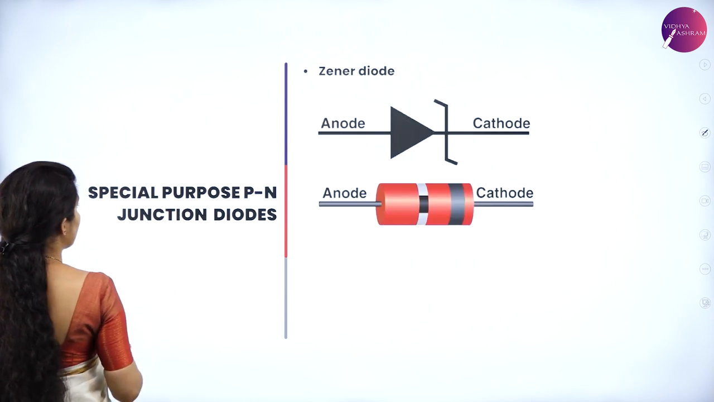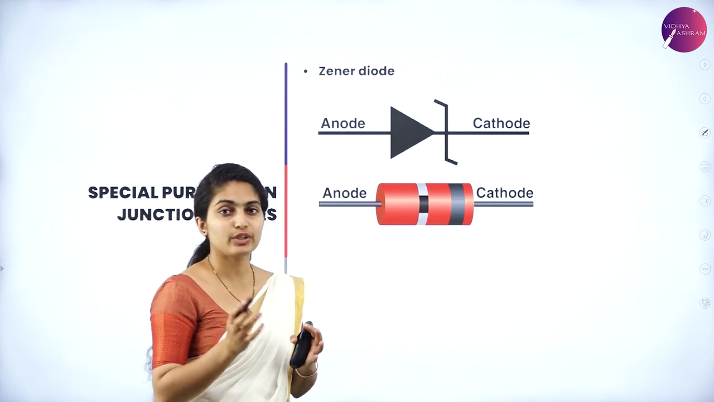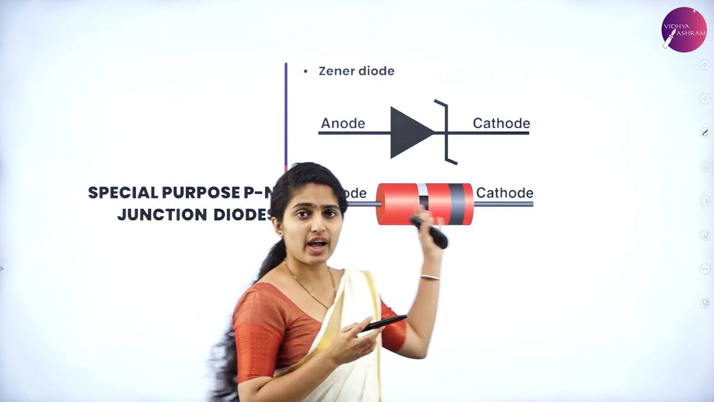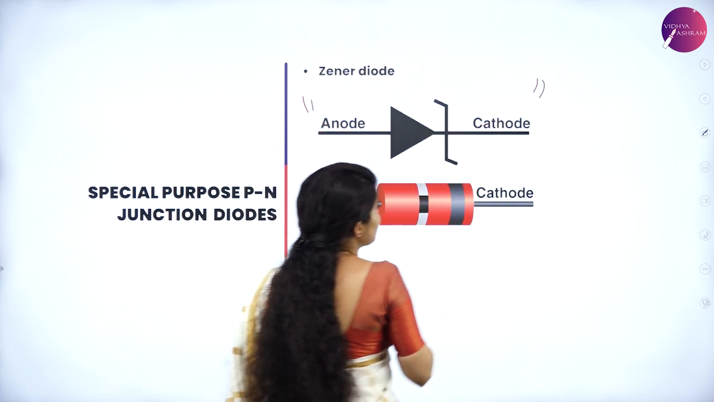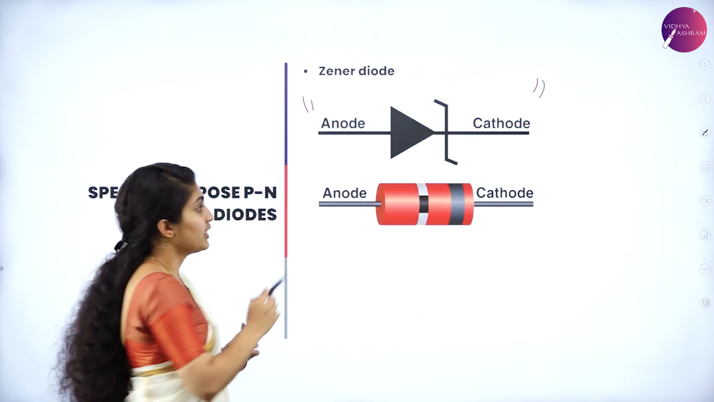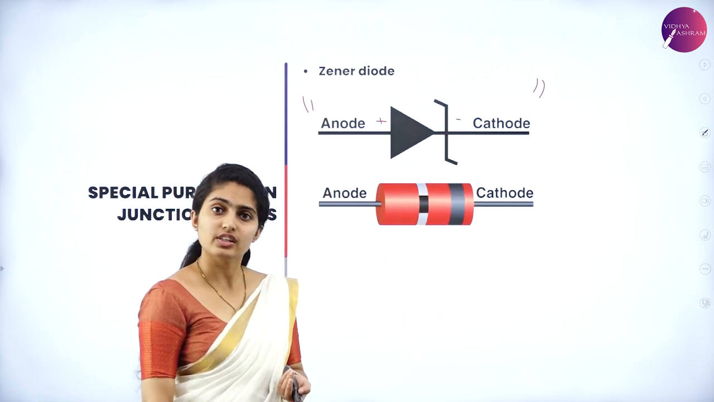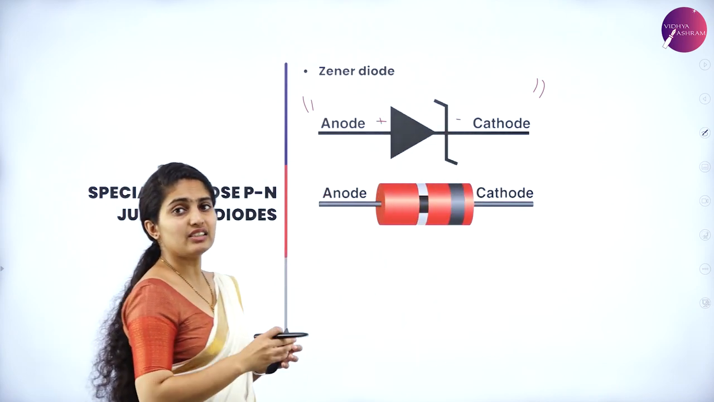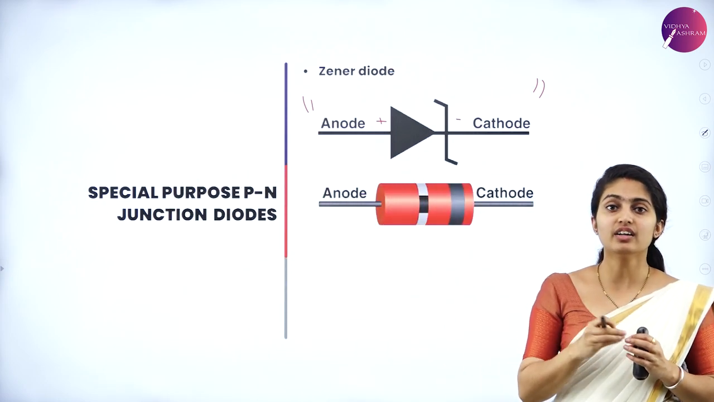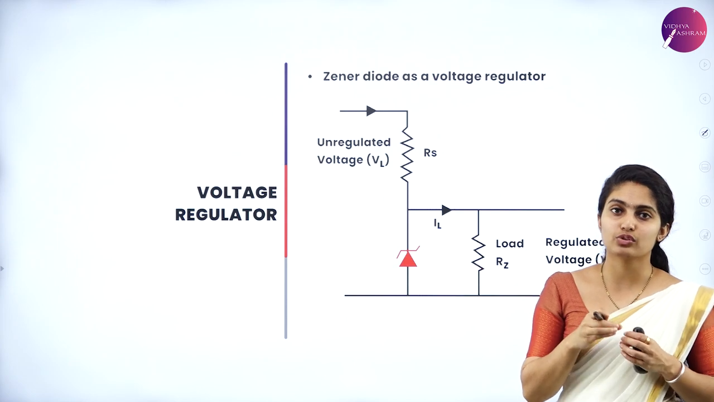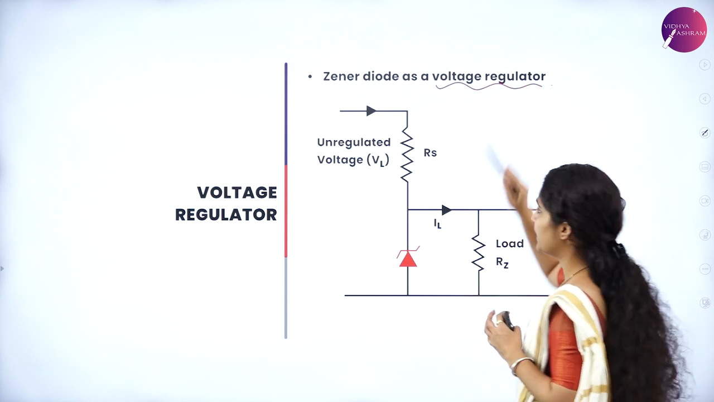And next we are dealing with special purpose diodes. The P-N junction diode works as a Zener diode. You have got a picture of a Zener diode here. This is how exactly the Zener diode is symbolized. This is the positive and this is the negative terminal of the Zener diode. So this Zener diode, as I told you, works under reverse bias condition, and here the minority charge carriers also play an important role. So it acts as a voltage regulator.